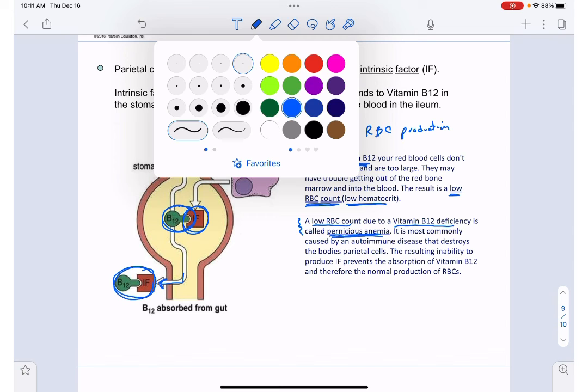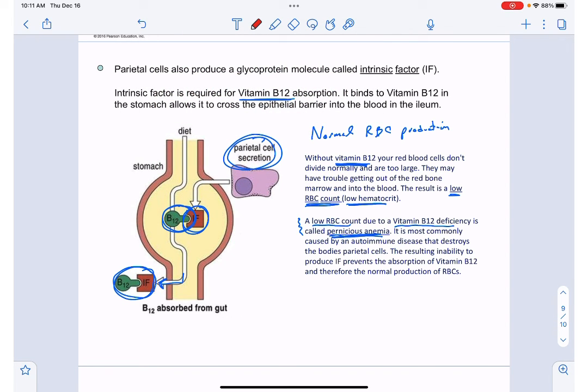And pernicious anemia is most commonly caused by an autoimmune disease, where the body's immune system is going to attack and destroy the parietal cells lining the stomach. And if it destroys the parietal cells, then you're not getting intrinsic factor released into the stomach, which means you're not getting vitamin B12 absorption. And this can result in serious complications. And at least initially, it needs to be treated by the injection of vitamin B12 directly into the blood.